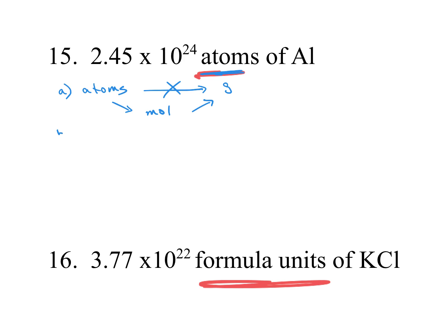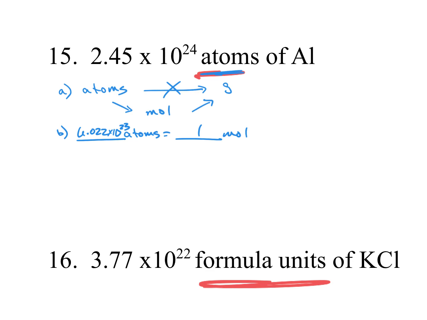The first conversion is atoms to moles. Atoms are a type of particle. That's going to require Avogadro's number. So 6.022 times 10 to the 23rd atoms are equal to 1 mole.